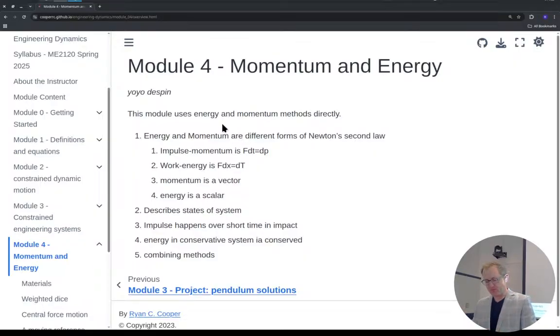So that's where we're at today. This is energy and momentum methods. It's the same idea that we've been working with, of identifying what forces there are and what the constraints on motion are. Just now we'll look at two other ways of talking about what kind of equations we can use.